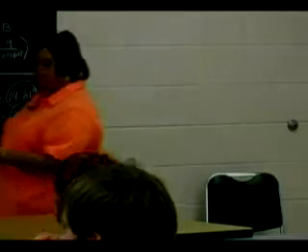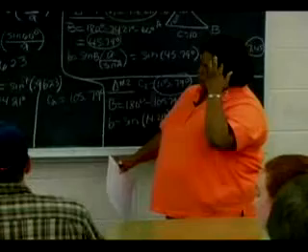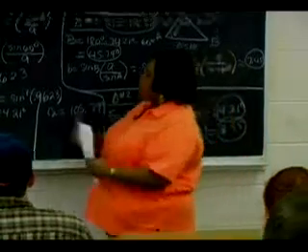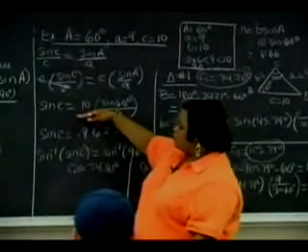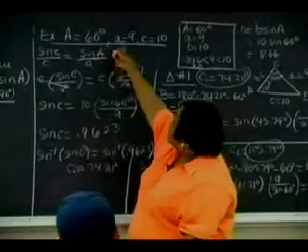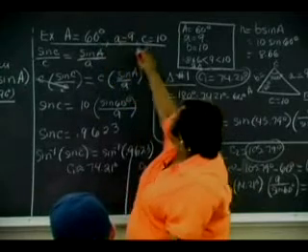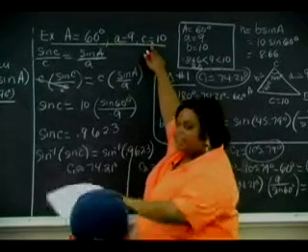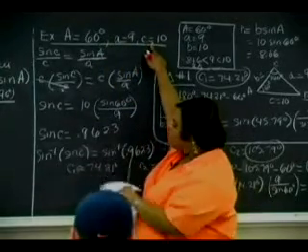Yes? Why did we find the sine of C? And we got two angles. No, right here we only had one angle. We only had angle A. And because we were given side C, we didn't have any information about B, so we had to find the angle C here.